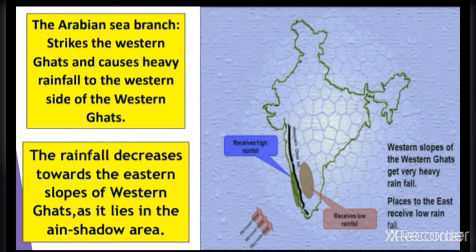The Arabian Sea branch strikes the western Ghats and causes heavy rainfall on the western side of the western Ghats.